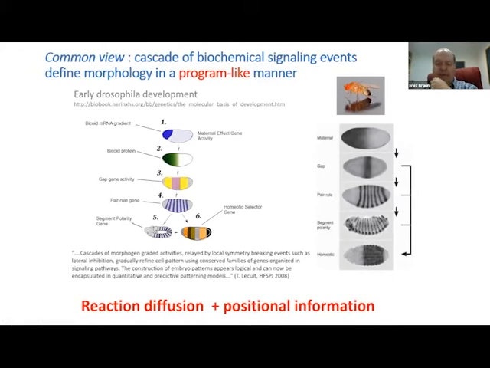Now, let me summarize the common picture that drives most of the research in this field, not only of biologists, but also of physicists, computer scientists, everybody that is interested in this problem. The idea is that chemical patterning is the basis of morphogenesis, and it works in what is called a program-like manner, meaning there is a sequence of processes, one driving the next, and this program was set, say, in evolution. In practice, there are two types of concepts that stand behind this biochemical patterning. One is reaction diffusion, which I'll explain in a second, and the other is positional information.